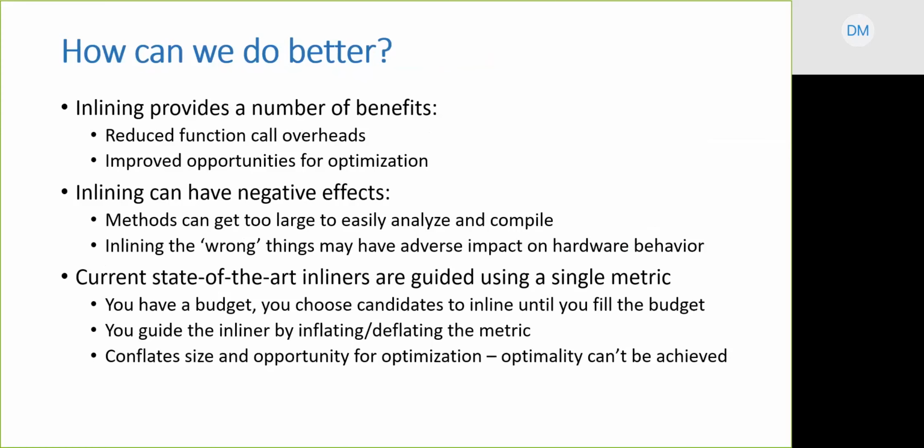Now, if you look at the current state of the art in inliners, not just in OMR and OpenJ9, but across academia and across industry, pretty much all of these inliners are guided using a single metric. So you have a budget of some kind, and you choose candidates to inline until you fill your budget, right? So a standard knapsack packing problem.